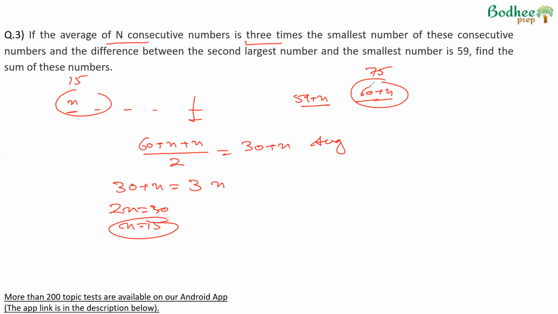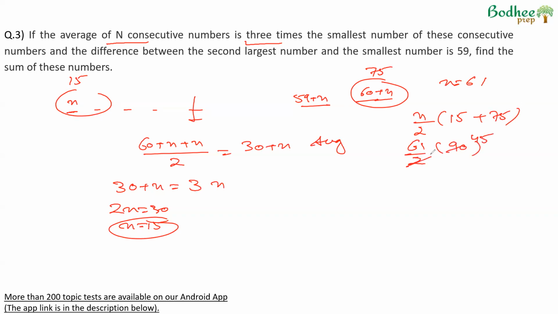The largest is 60 plus n, 75. So the number of numbers here will be 61, from n plus 0 to n plus 60. And this will be an arithmetic progression with a difference of 1. So the sum will be n by 2 into first term plus last term. It will be 61 by 2 into (15 plus 75), which is 90.